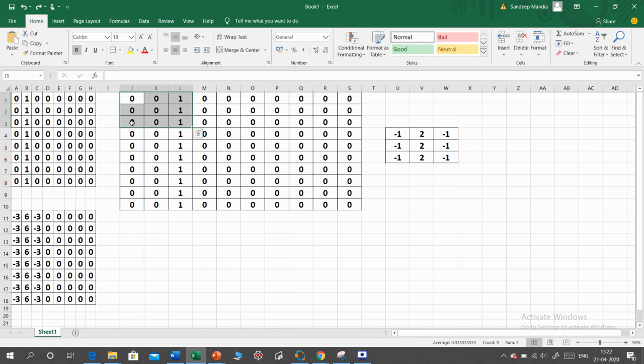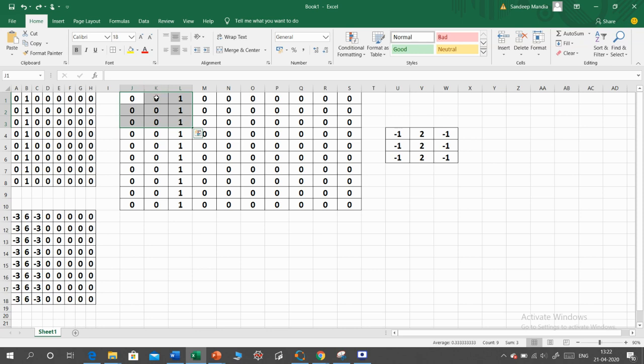So we will get response 0. For this also we will get response 0. Here we will get minus 1 and minus 1. So the response will be minus 1 plus minus 1 plus minus 1, that will be minus 3. So that will come here. Then first we have chosen these 3 by 3 array.